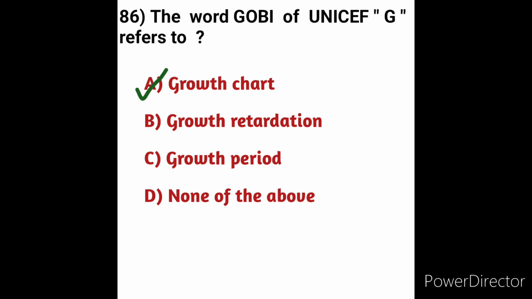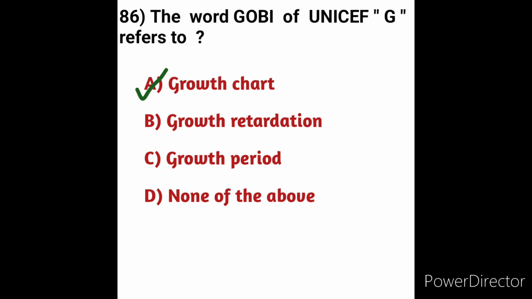GOBI means growth monitoring, promotion of oral rehydration, promotion of breastfeeding, and maintaining immunization. The aim of GOBI is improving the health of children worldwide according to the height and weight of percentage of infants and children and adolescents. So here option A, growth chart, G for growth chart.